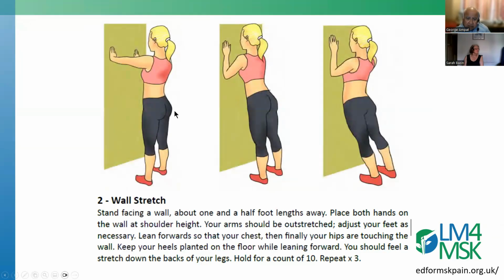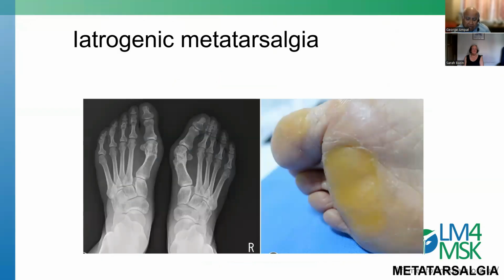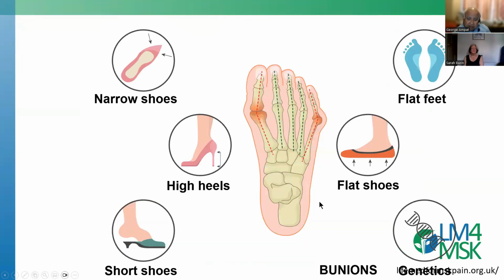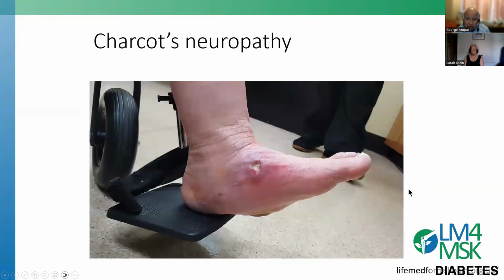The stretches, like the wall stretch, are very good for plantar fasciitis, whereas it's eccentric stretching, as we looked at with the dumbbell. And we looked at iatrogenic metatarsalgia, where we do a surgery for hallux valgus that unfortunately now causes pain underneath the lesser metatarsal heads. And again, we looked at hallux valgus, bunion, how narrow shoes, high heels, short, flat shoes can increase it, but genetics is also involved. Diabetes is a big problem.